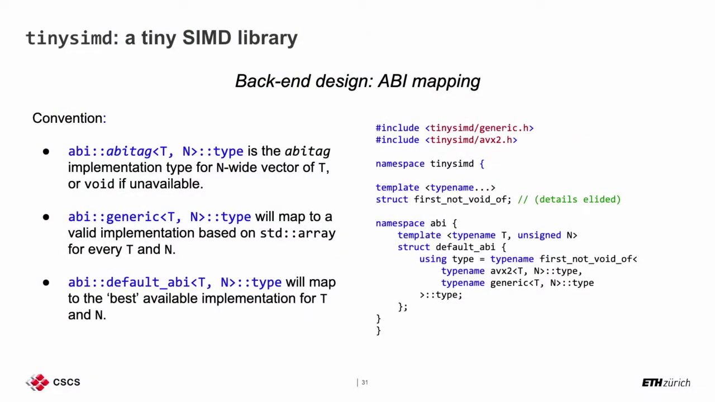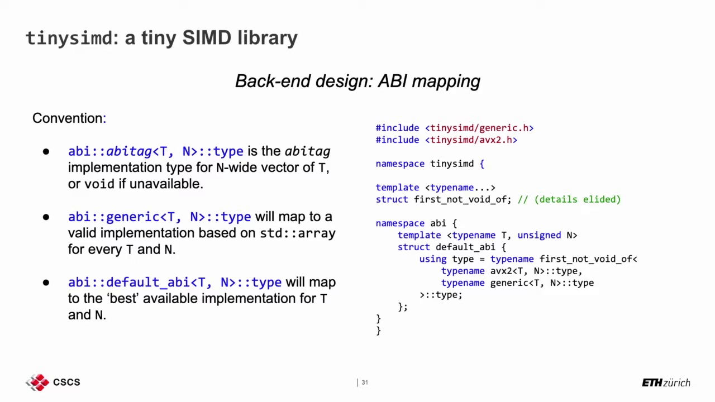A type map is really just a function on types. I'm going to have this convention, which loosely follows the proposal, that in our little namespace, ABI tag, whatever that might be, takes two parameters, a scalar type and a width, and then the type field will give me the implementation class that represents all the work that we need to do on that sort of representation. ABI generic will always work. It will be something that will always return an implementation that works with arrays.